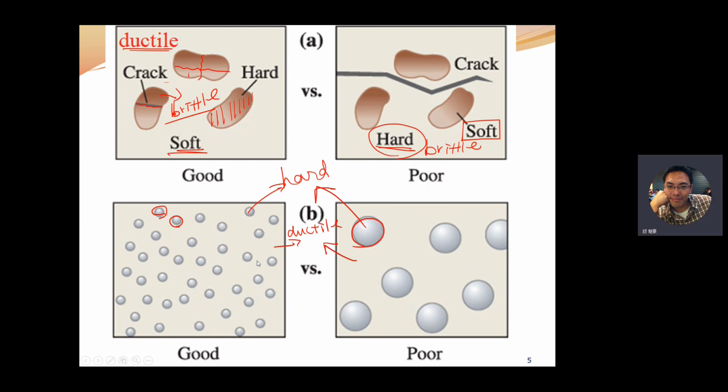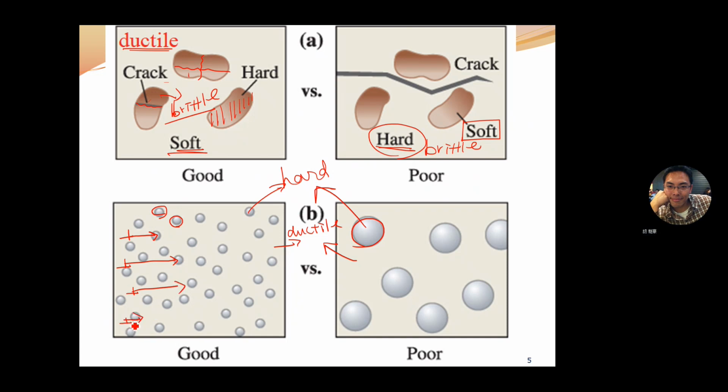For smaller dispersed particles, there is a higher possibility to stop or retard the dislocations. If a dislocation happens here, and here, and here, and when you move, you will move here. Oh, stop it, right? When you move here, it is stopped. Here, stopped. Here, stopped.